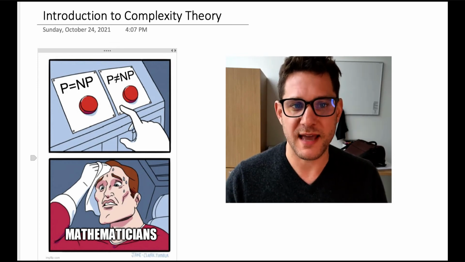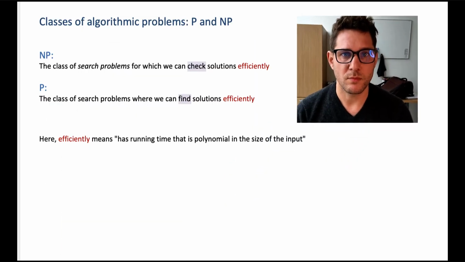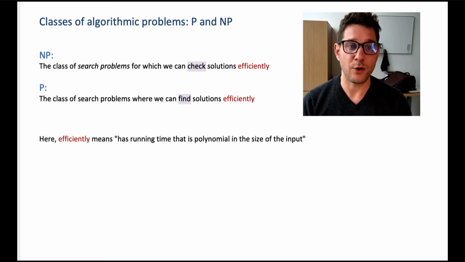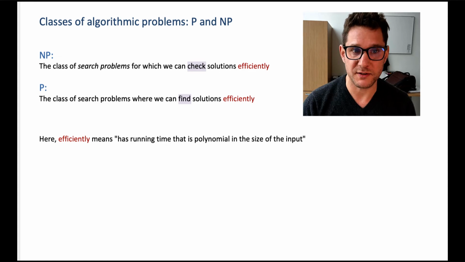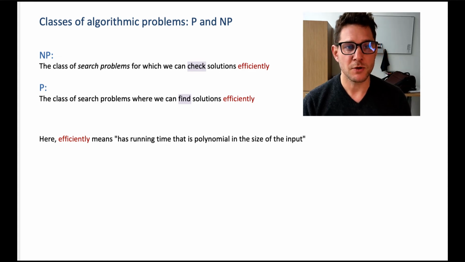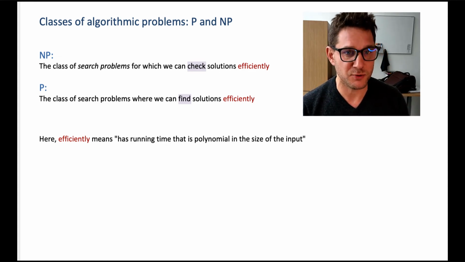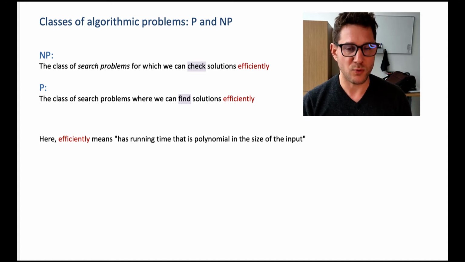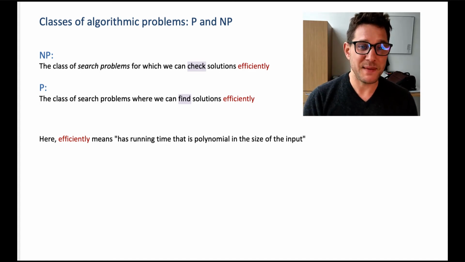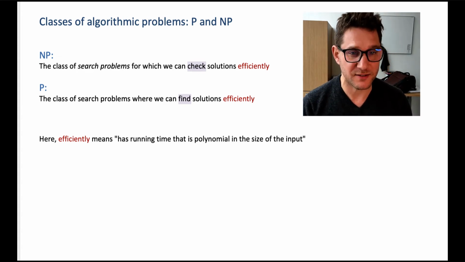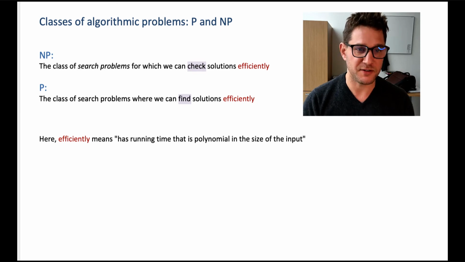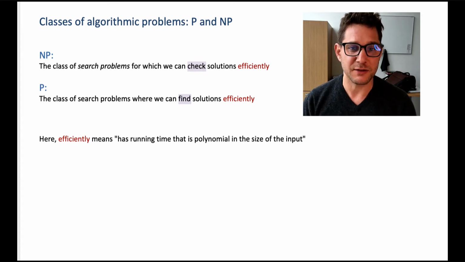These all fall into the category of complexity theory. We try to classify algorithmic problems into various categories. The 2 most famous categories, perhaps, are P and NP. So NP are the class of algorithmic search problems for which we can check if a solution is correct efficiently. The class P are the class of algorithmic search problems where we can actually find the solution efficiently. Here, efficiently means that the running time is polynomial in the size of the input.